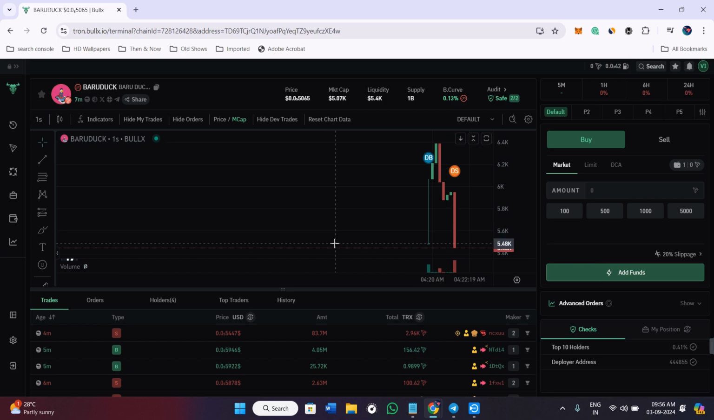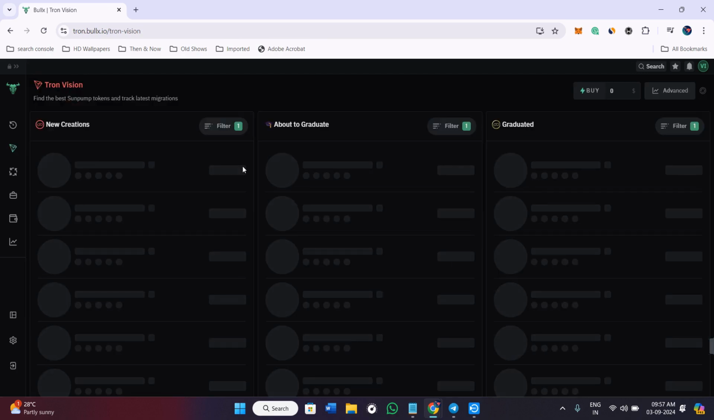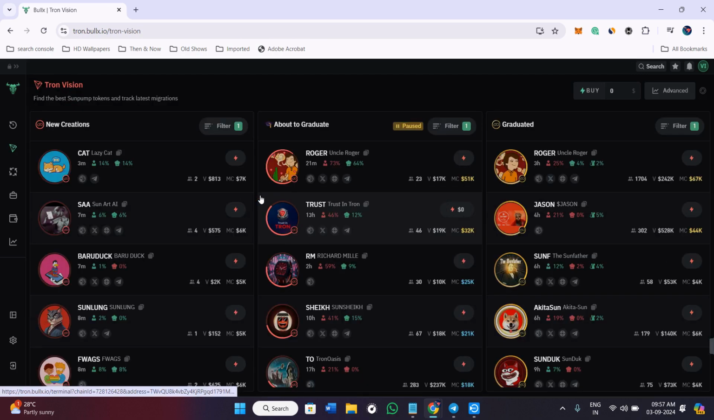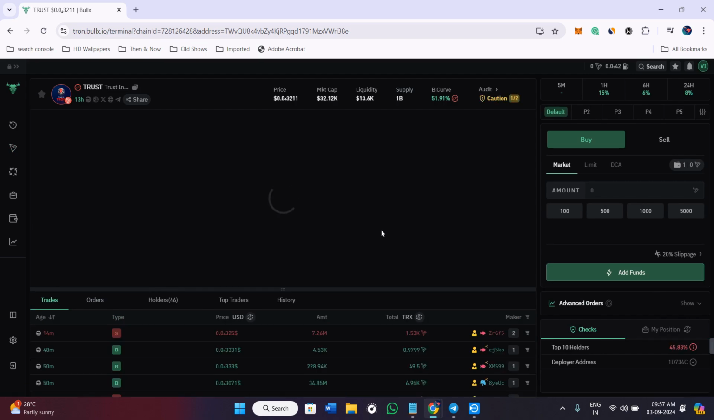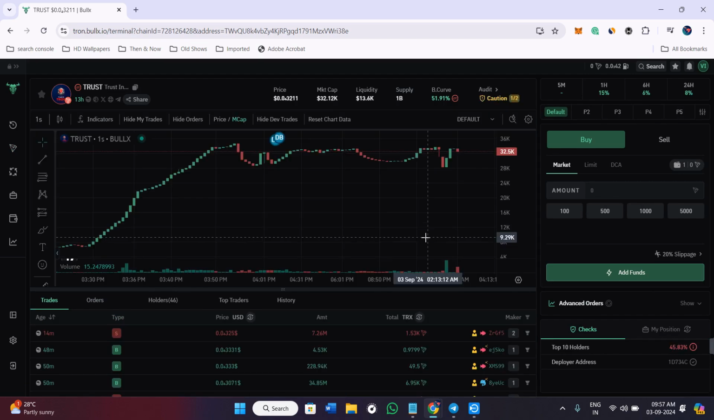Now, in order to access the new meme coins, the Tron-Vision section is the one thing that you should consider. So the Tron-Vision section displays the new and the upcoming meme coins. It also provides insider information such as how much of a token is held by the insider, which can help avoid risky trades. This is especially useful for meme coins that may otherwise be prone to rug pulls.